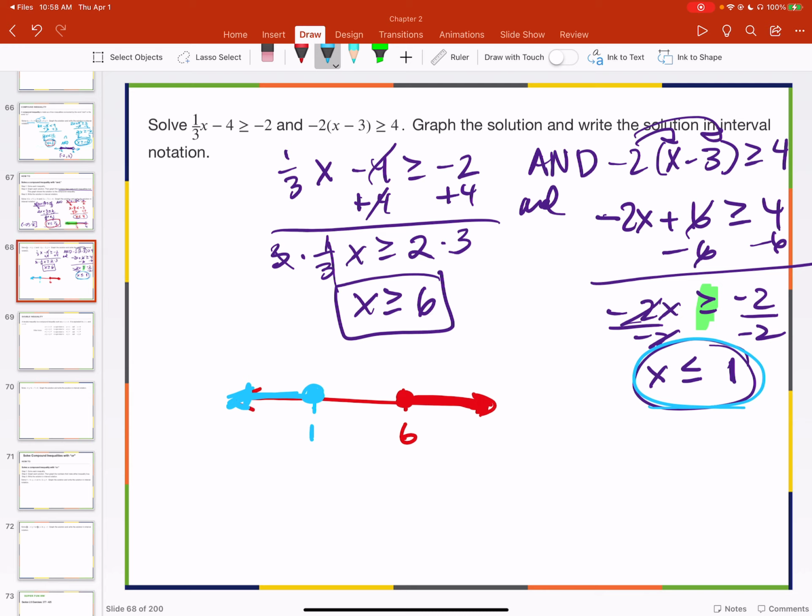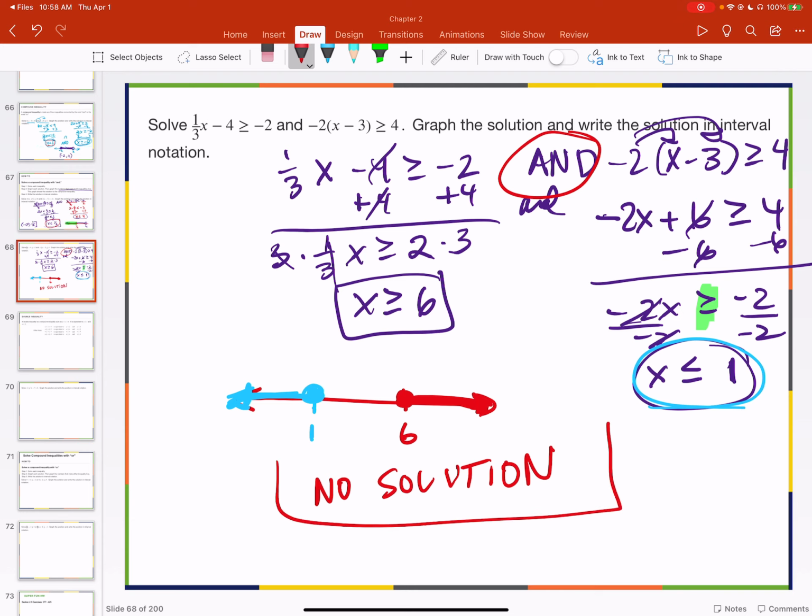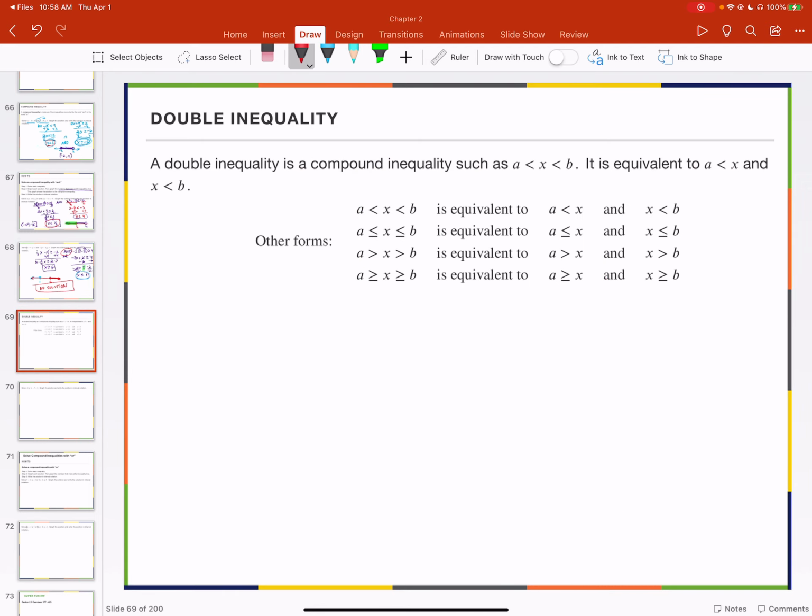So since there's no intersection, or there's no numbers that make both inequalities true, because this is an and, there is no solution. It has to work for both inequalities. Okay, so this one's no solution. All right, so this is another way to look at the ands. Okay, it looks like this here, a double inequality.